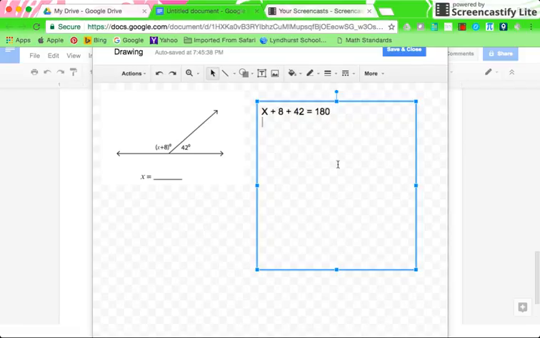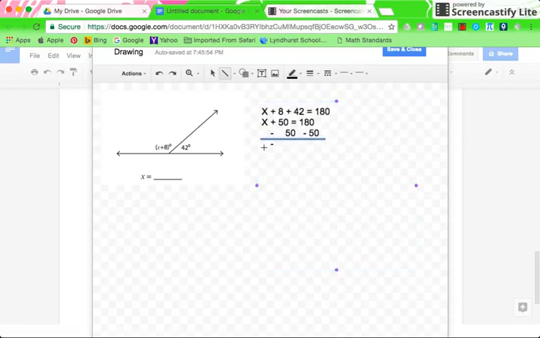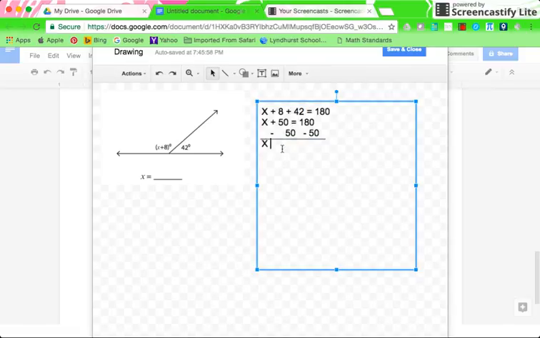So I notice, 8 plus 42, let's combine like terms first. We have x plus 42 plus 8, which should be 50, equals 180. Now I'm going to subtract 50 from both sides. Let me draw that nice fancy line showing us we're moving on to the next step. And I have x equals 180 minus 50 is 130 degrees. And x is by itself. So my answer is simply x equals 130 degrees.